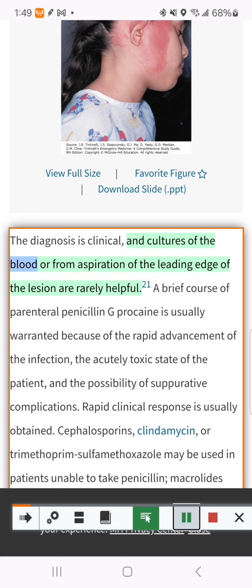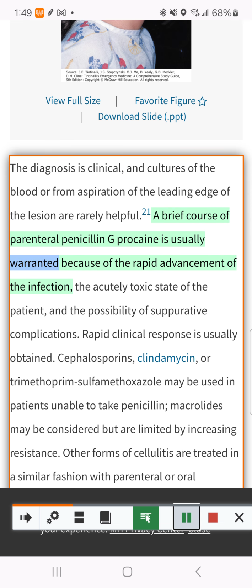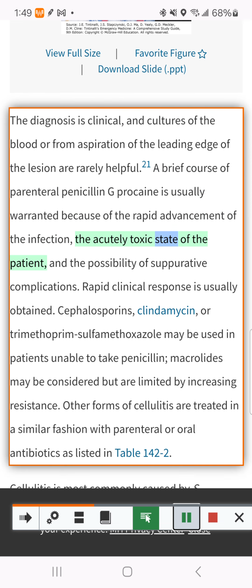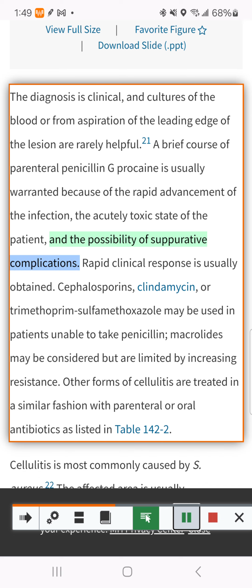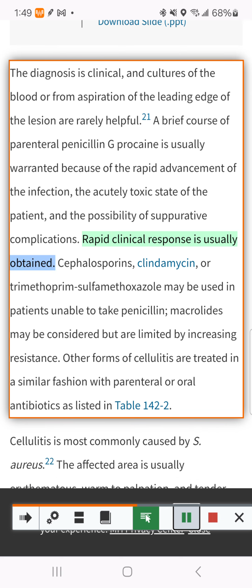The diagnosis is clinical, and cultures of the blood or from aspiration of the leading edge of the lesion are rarely helpful. A brief course of parenteral penicillin G-procaine is usually warranted because of the rapid advancement of the infection, the acutely toxic state of the patient, and the possibility of suppurative complications. Rapid clinical response is usually obtained.